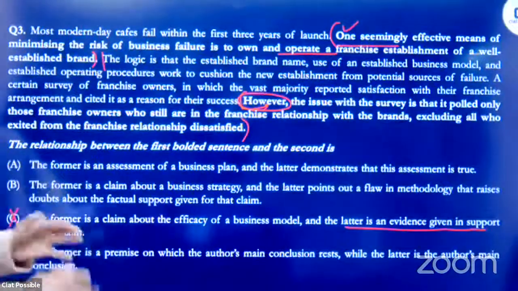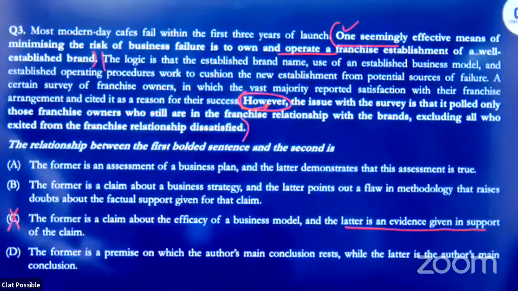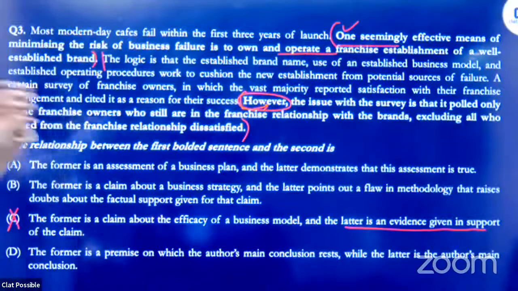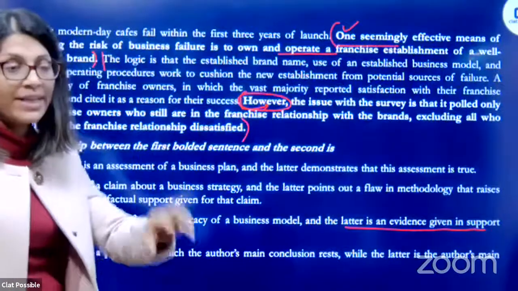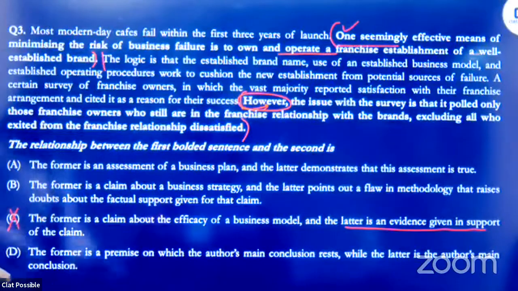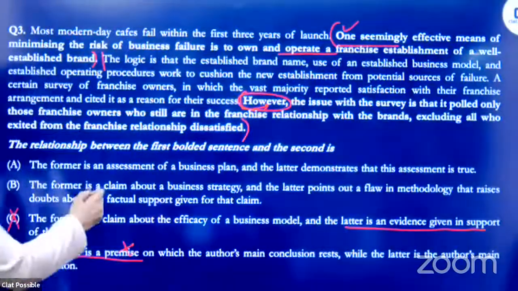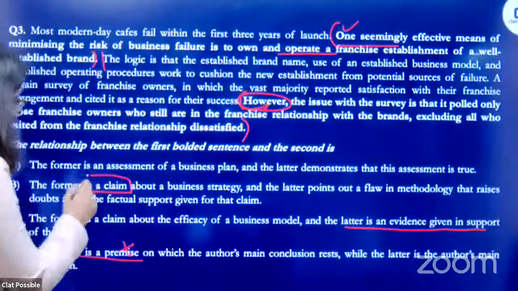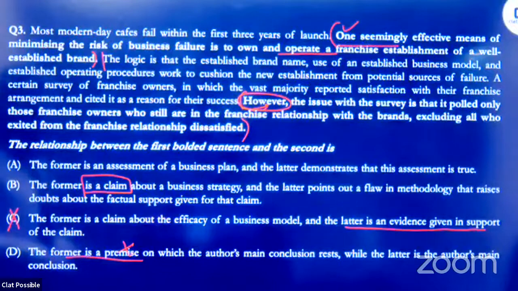It gives information that shows that franchisees may not be a good idea. So the one effective means is a prescriptive conclusion. It is an advice or a suggestion. So the author is giving this advice. So it is not a premise. The former itself is a claim. The author is saying you should try to take franchisees. It is a suggestion. So it's a claim.